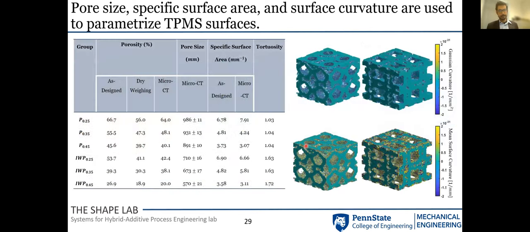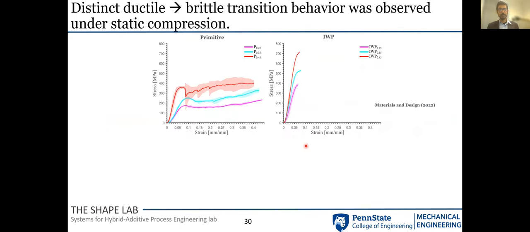So with that said, I'm going to skip this particular slide because this talks primarily about surface area for another topic on bioactive surfaces. But what is very interesting is in one case, the primitive, we tried three different design combinations within primitive and the IWP. One has a very distinct ductile behavior, whereas the other has a very distinct brittle behavior, just like what you would see in cortical bone versus trabecular bone.